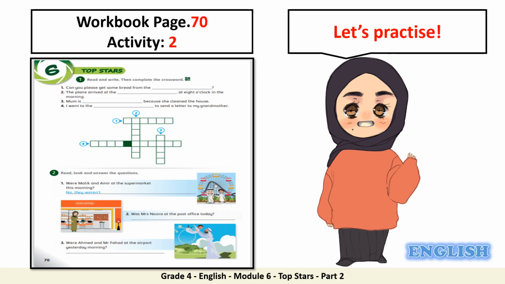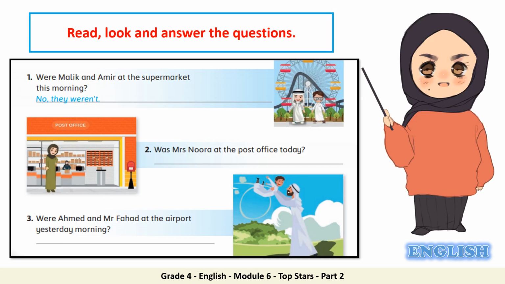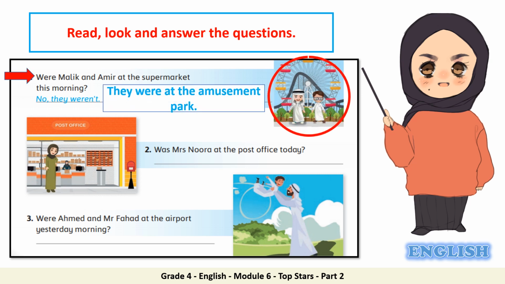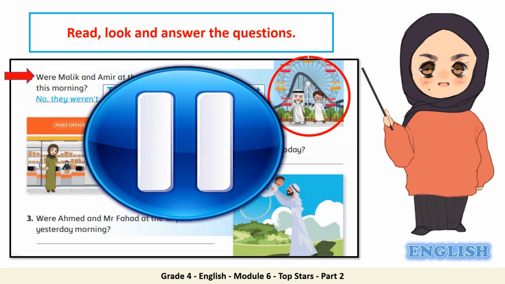Let's practice more. Open up your workbook, page number 70, activity number 2. Read, look, and answer the questions. What you are going to do here is to read the question, look at the picture, and answer the question. An example has been given for you as a model. Let's read it together. Were Malik and Amir at the supermarket this morning? No, they weren't. They were at the amusement park. I want you to pause the video and think about the rest of this activity.